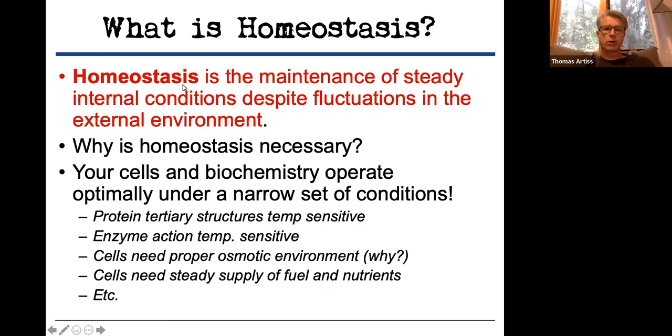So the specific definition of homeostasis is the maintenance of steady internal conditions despite fluctuations in an external environment. That's kind of a nice textbooky definition of homeostasis. If you want to think of it in simpler terms, we have, for a whole lot of things in our body, some conditions or a range of conditions that have to be kept in a fairly narrow set of preset conditions.